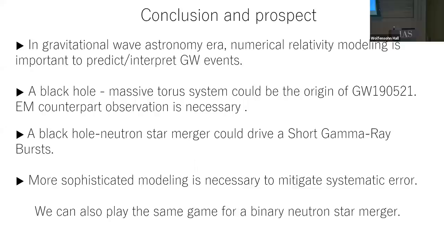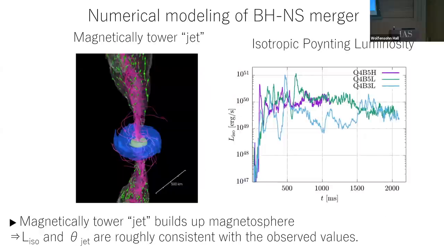I wondered what sets your jet luminosity. You get something like 10 to the 50 ergs per second. Is that something that you always get self-consistently? Because that's a small fraction of the total luminosity of the system. Yeah, exactly. So we only perform the simulation for the binary configuration. I wouldn't say this is a universal number. But at least in this massive torus formation case, we get this number.